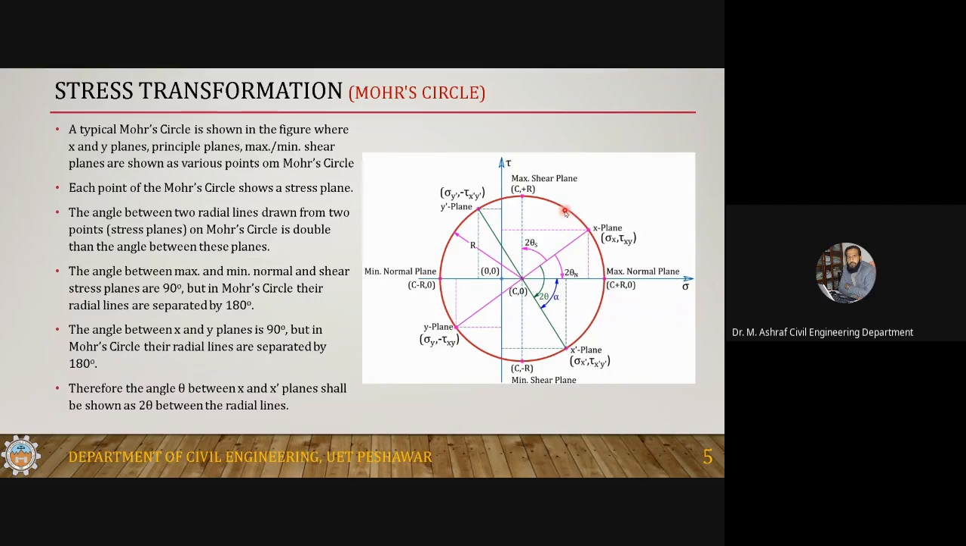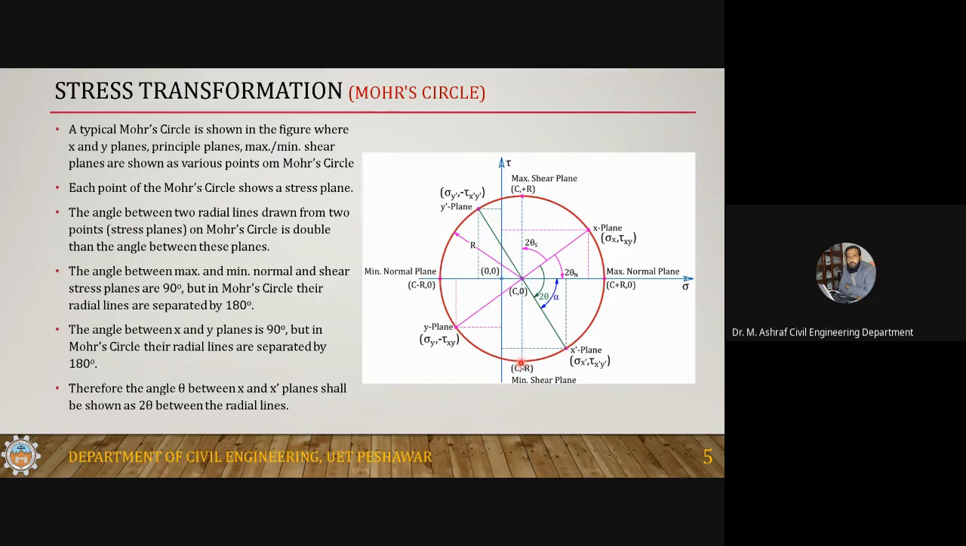So each point on the Mohr circle represents a stress plane. Like this is a stress plane, this is a stress plane, this is a stress plane. Okay, each point on the Mohr circle represents a stress plane. Okay, this is one thing.